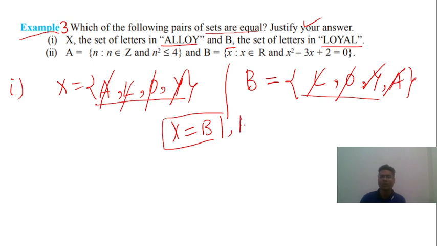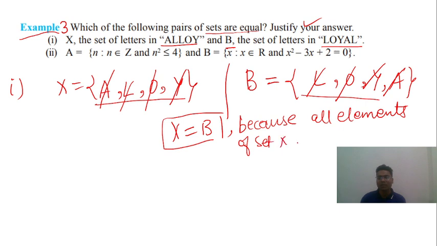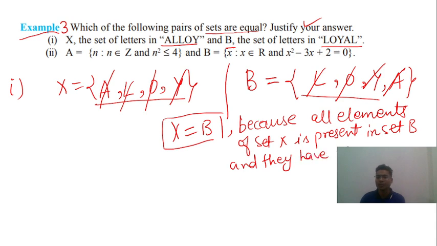You can also write the reason because all elements of set X are present in set B and they have an equal number of elements also. They have an equal number of elements and they have all the same elements, so set X is equals to set B.